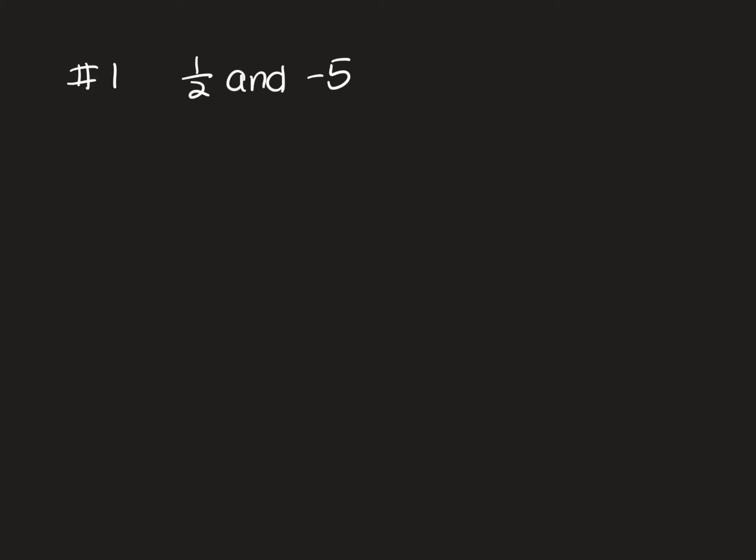All right, so we're going to write an equation for a quadratic equation that has the roots 1/2 and -5. So we work backwards, and we know that that means that when we finished, we got x equals 1/2 and we got x equals -5.